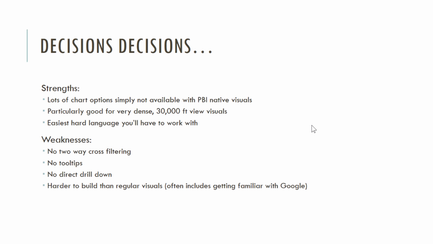Weaknesses: there's no two-way cross filtering. If you click on a dot in a bar chart, nothing happens. There are no tooltips. If you hover over a dot or a bar in our visuals, nothing happens. You can't drill down either. You can't click on it and have something else happen. And obviously, they're harder to build. Those are all the downsides.